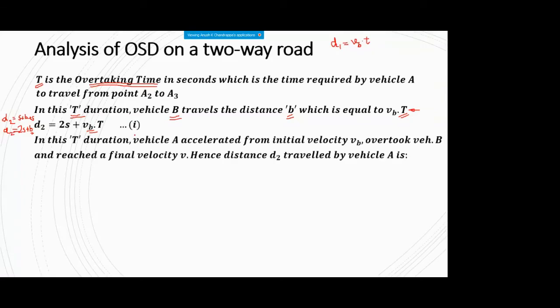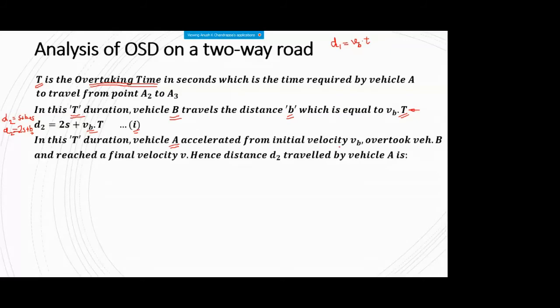Now again, as I told you, in this time duration of capital T, the overtaking time, two vehicles are moving. We have seen the first equation, which took into consideration vehicle B. In that same time duration, you also have vehicle A moving, but the way in which vehicle A moves is different from vehicle B. Vehicle B just maintains the same slow speed throughout the time capital T, whereas vehicle A accelerates from the initial velocity.